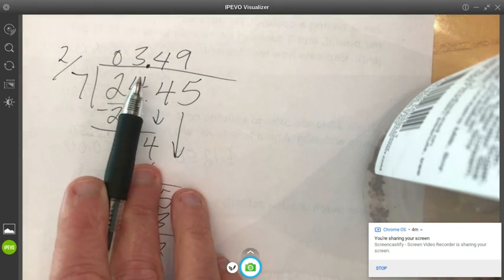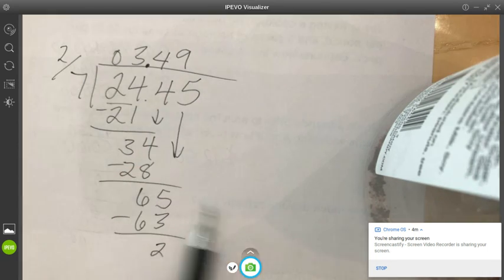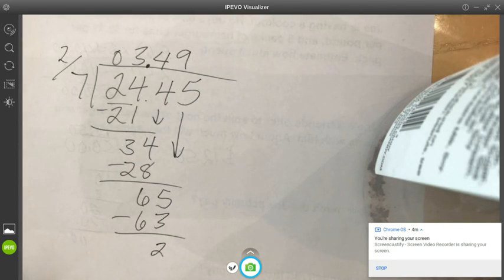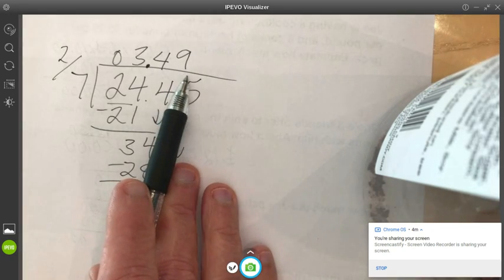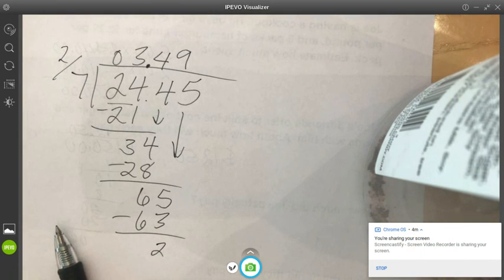Remember, today you're working with money, so once you get to the penny, you can stop. You don't have to keep going if the number keeps going. All right, so as soon as you get to the hundredths column or the penny column, you can stop your division problem. All right, hopefully that'll help you get through today's math.